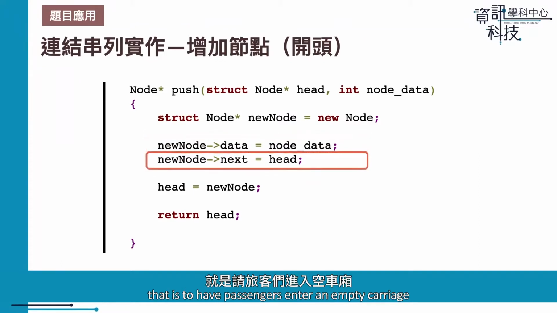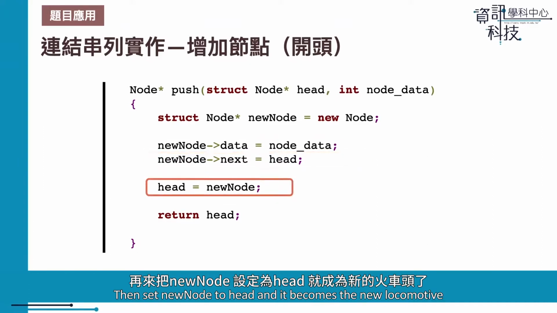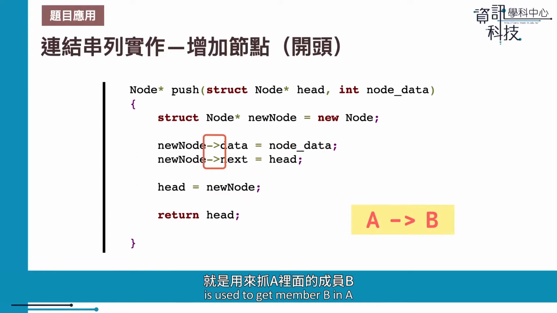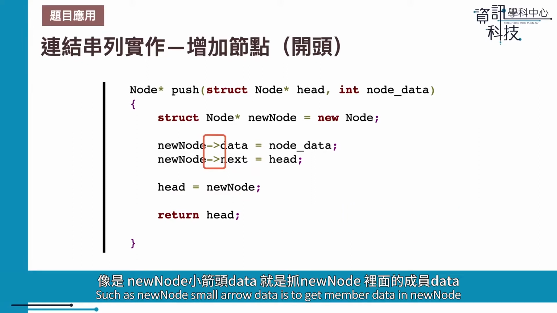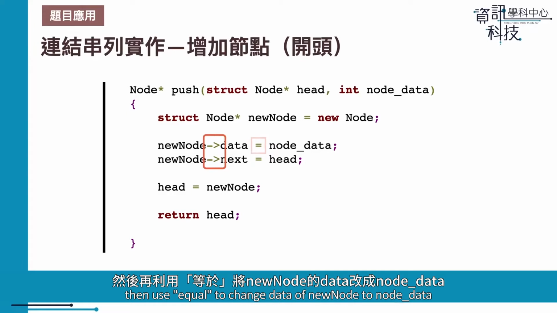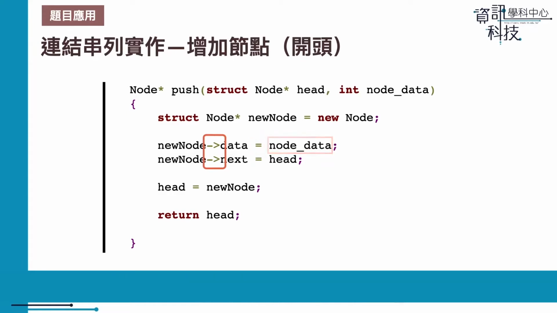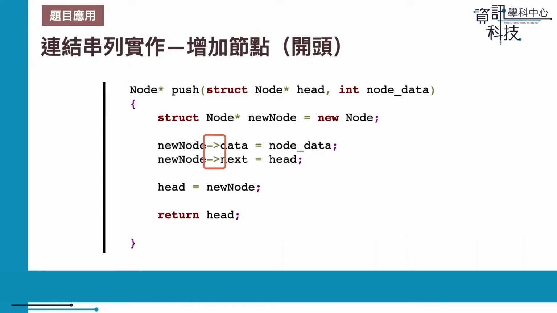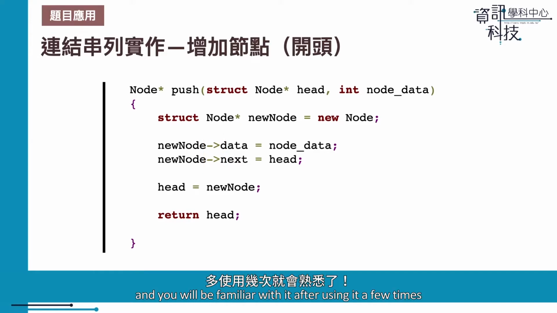passengers enter an empty carriage. Set the next item of new node to head. Then set head to new node, and it becomes the new locomotive. I will explain the small arrow. The small arrow, A arrow B, is used to get member B of A, such as new node arrow data is to get member data in new node. Then use equal to change data of new node to node data. New node arrow next means the next item of new node. It will be used frequently later, and you will be familiar with it after using it a few times.